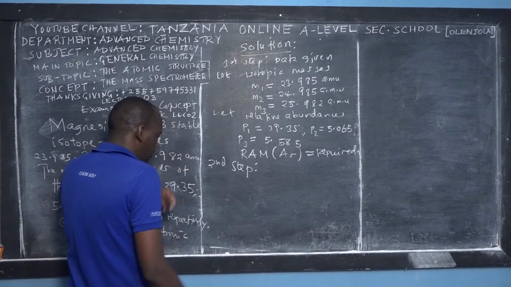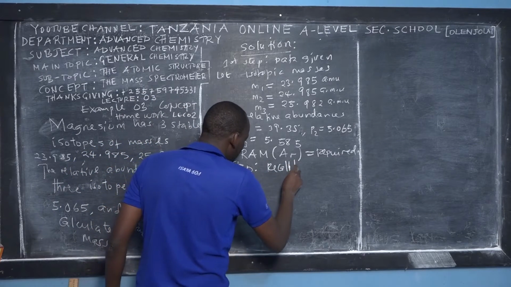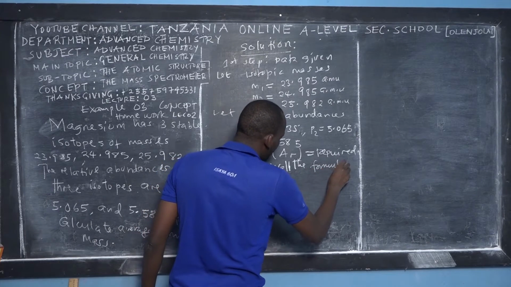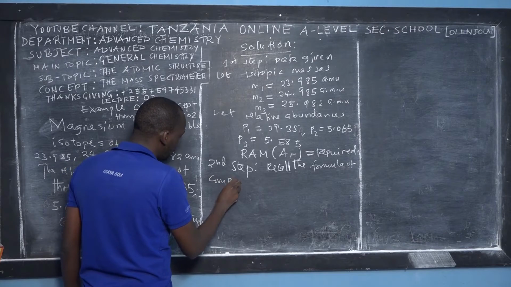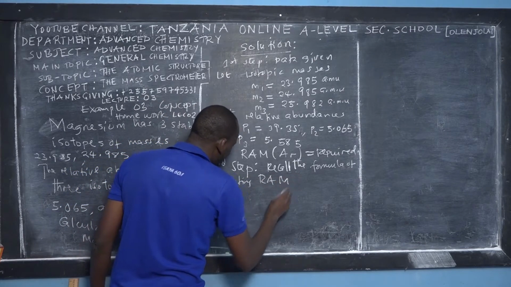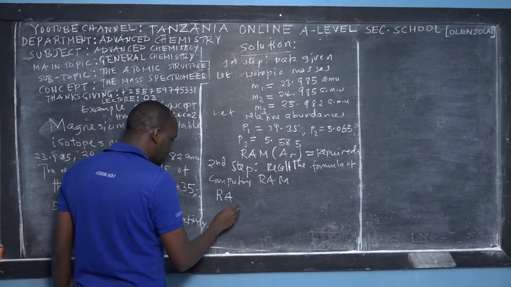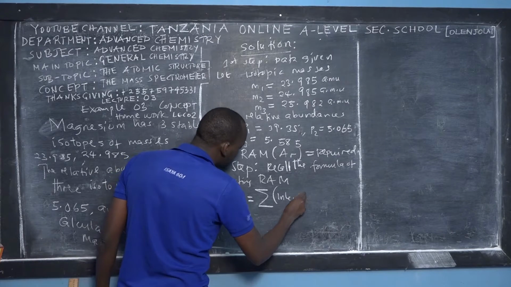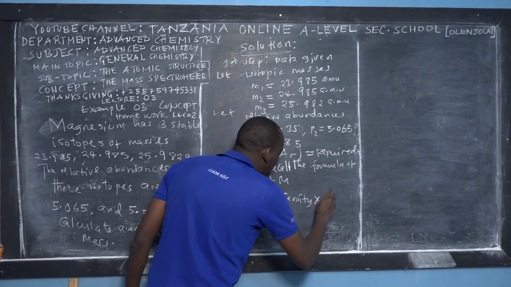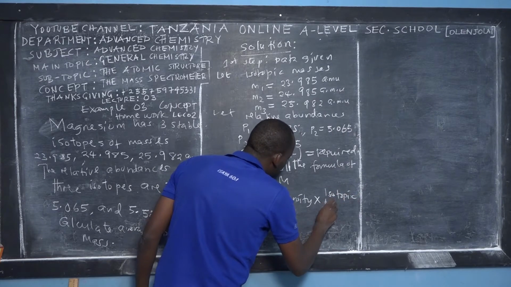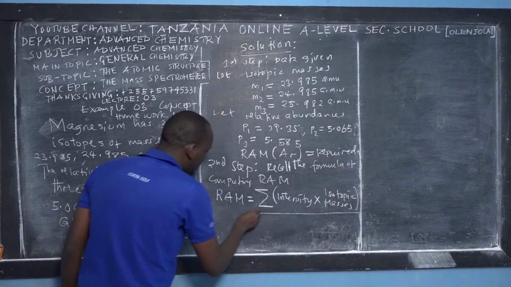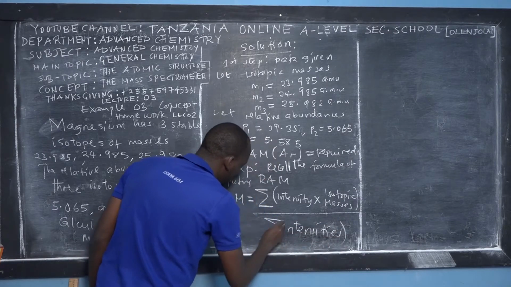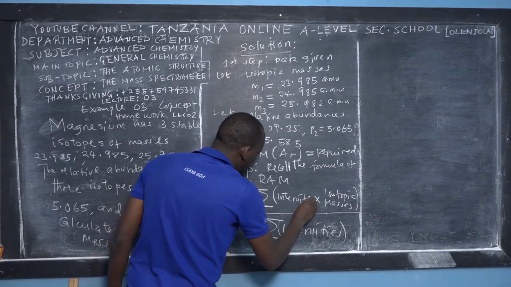Okay, so the second step, we say let us recall the formula for computing relative atomic mass in mass spectrometry. As I told you in lecture 2, relative atomic mass will be given as the summation of the product of intensity times isotopic mass, divided by the summation of intensities. So summation of intensity, because it is more than one. Here the plural word is intensities.